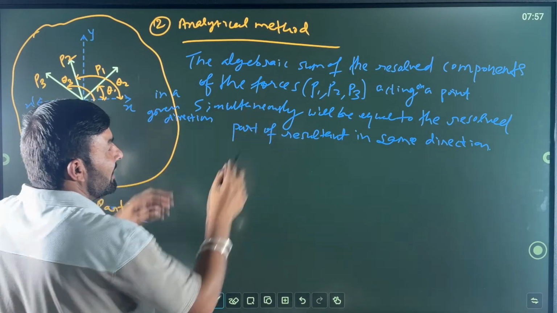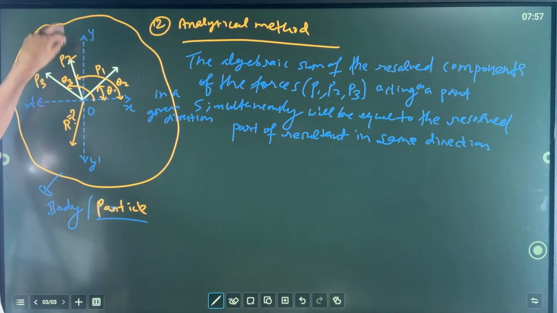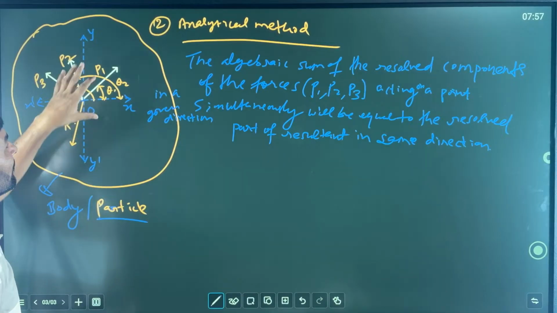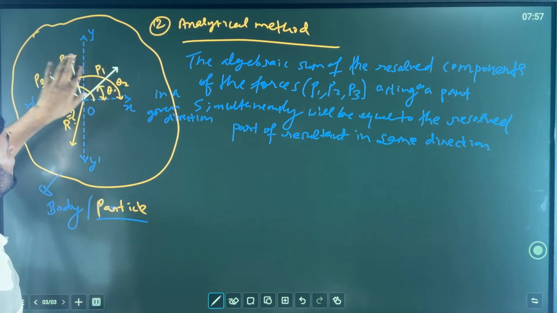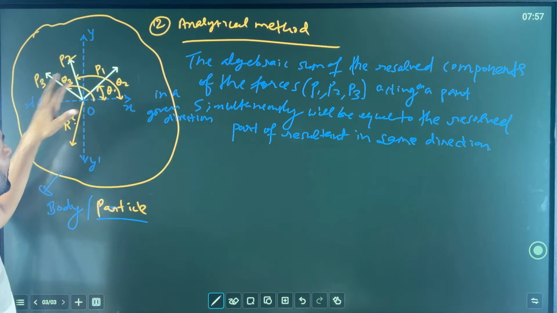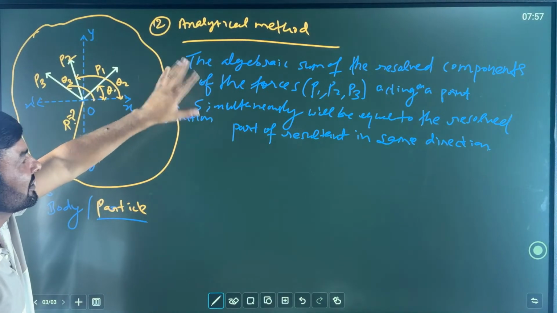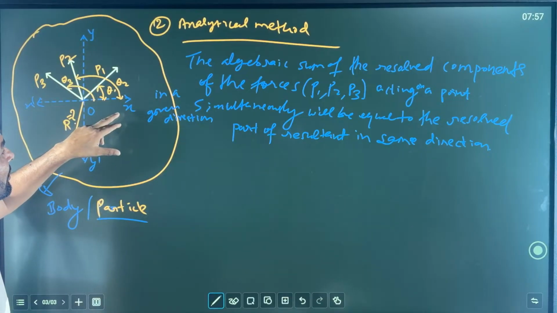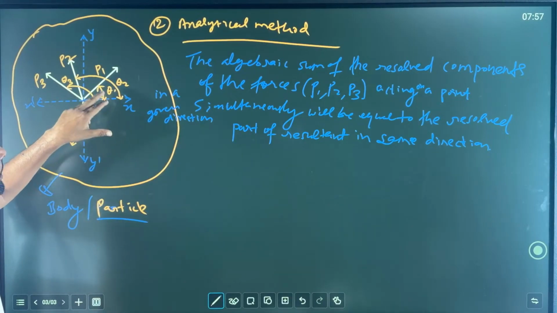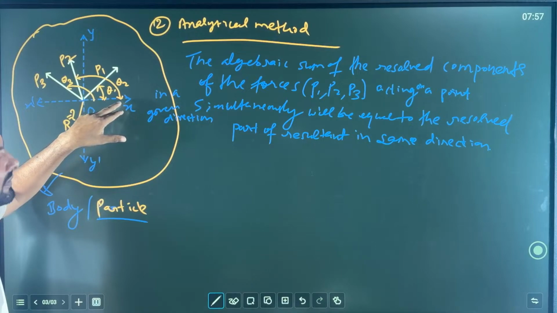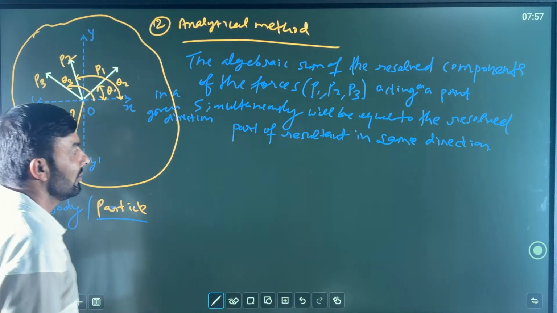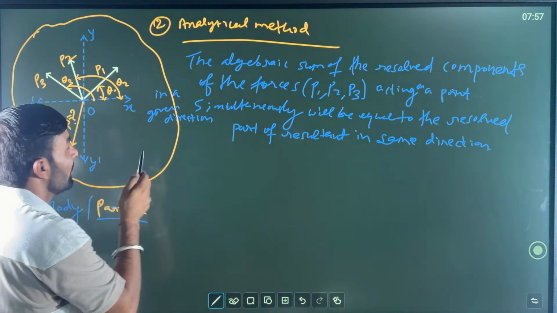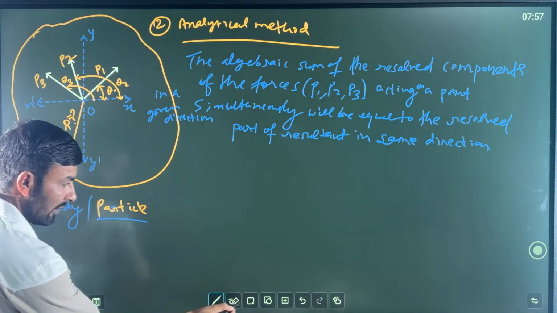This direction, my dear friends, be careful. OX direction or OY direction. If you take the OX direction, then the resolved parts of P1, P2, P3, if you take the algebraic sum, will be equal to what? The resolved part of R in that particular direction, my dear friends. OX, be careful. Now, very important, my dear friends.